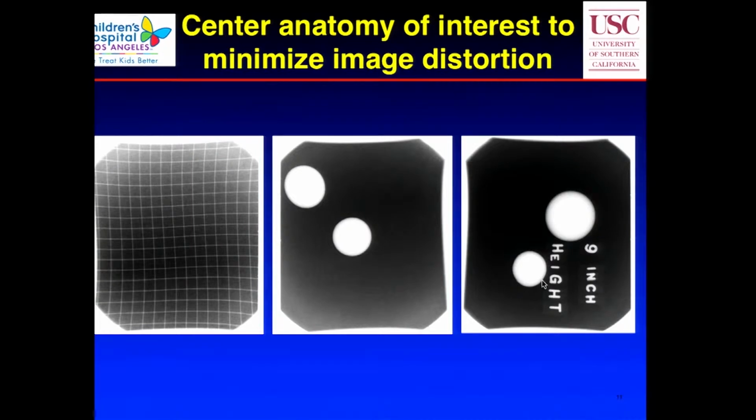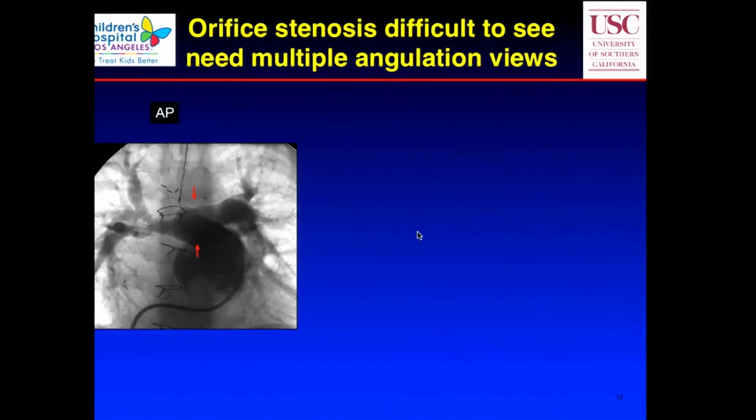If it's lower, it's going to be more magnified. And this is higher up. So again, just a 9-inch difference, you see that there is a size difference. Again, make sure you put your anatomy of interest in the center of the field. You have to make sure that your anatomy is well featured first.